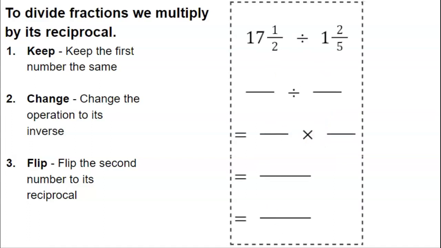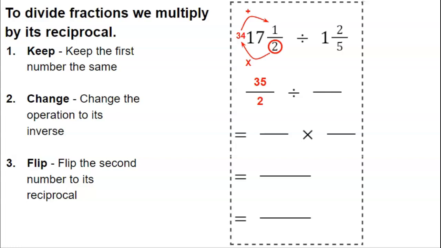Our next example is a mixed number. We have 17 and 1/2 divided by 1 and 2/5. First, we need to turn our mixed number into an improper fraction. So we take our 2, our denominator, multiply by the whole number, which is 34, and then our product is added to the numerator, giving us a numerator of 35, and we keep our original denominator the same.